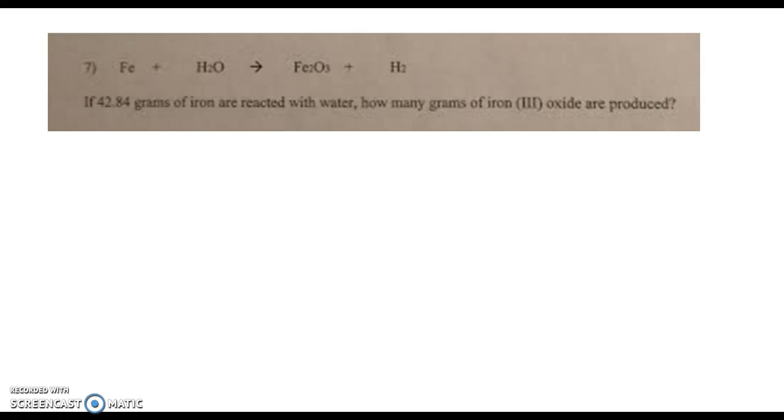If 42.84 grams of iron are reacted with water, how many grams of iron oxide are produced? So I'm starting with 42.84 grams of iron. So let's balance this. I have Fe, I have H, I have O. Alright, on this side I have 1, 2, 1. On this side I have 2, 3, 2. Okay, so let's come over here and let's do this for a second. That'll give us 2 of those.